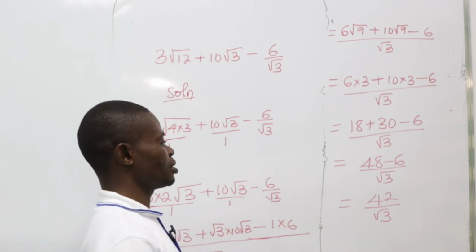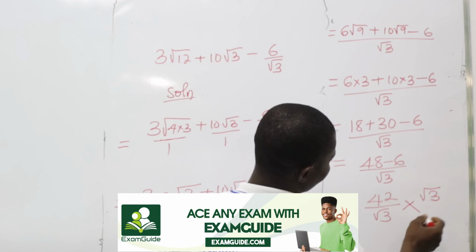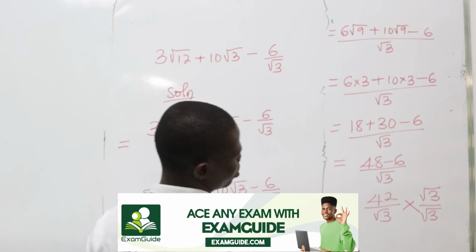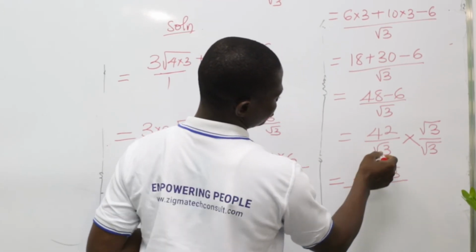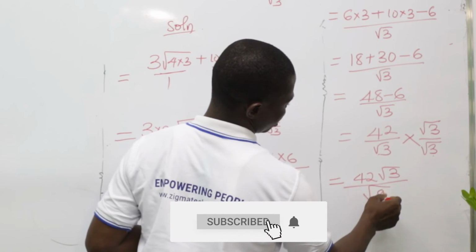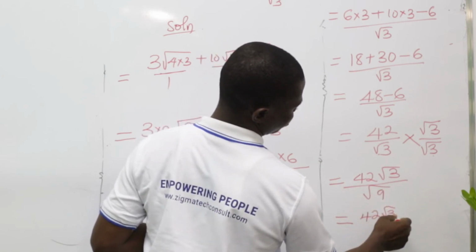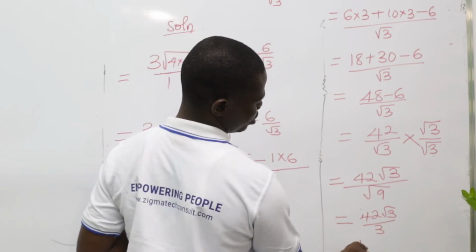You rationalize this by multiplying the numerator and denominator by root 3 again, which will now give us 42 root 3 all over root 3 times root 3, which is root 9. What next? 42 root 3 all over 3.